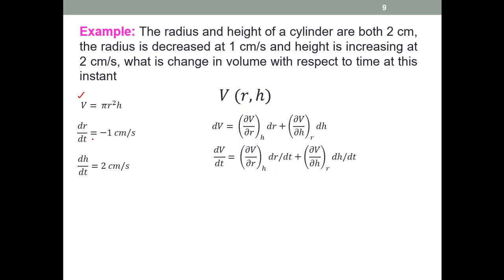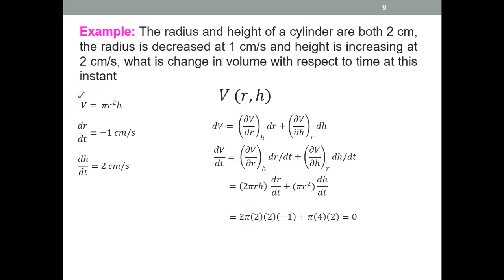We need to calculate on the basis of time, so we have to divide both sides by delta T. Now we calculate the first term, the derivative of volume with respect to R. If we take the derivative of volume with respect to R, that will be pi times 2R times H, so 2 pi R H, and this term will be as it is. What will be the value of the derivative of volume with respect to H when R is constant? The derivative of volume is pi r squared, so we'll get pi r squared, and this term will be as it is.